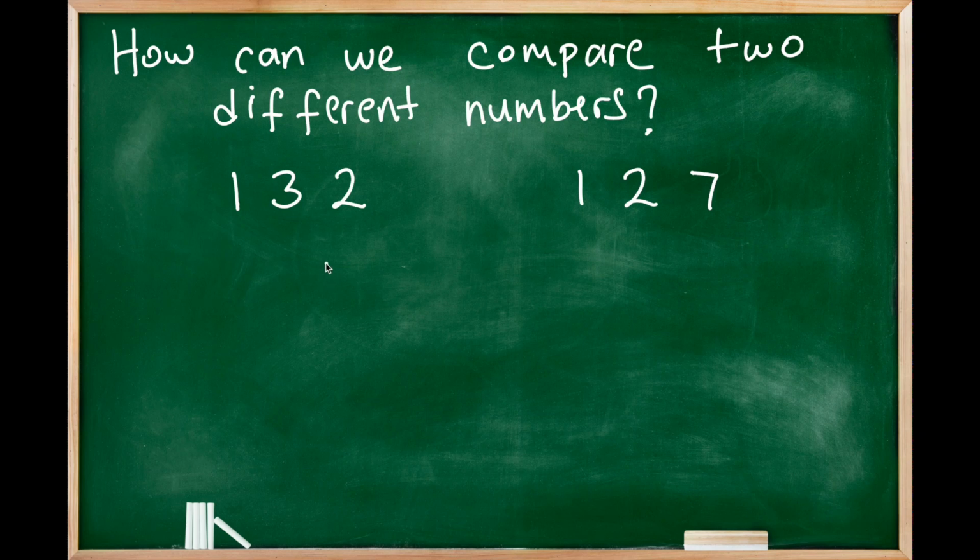Hi, in this video we will learn how to compare two different numbers. How can we compare two different numbers? The numbers are 132 and 127. To understand how we can compare, we will work with base 10 blocks.